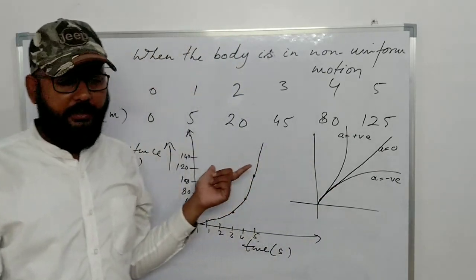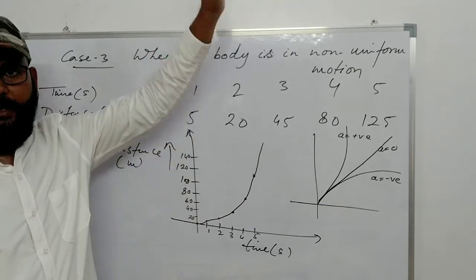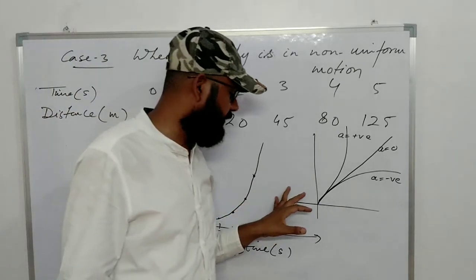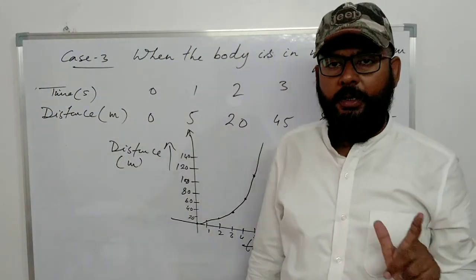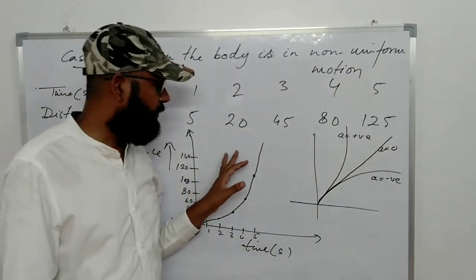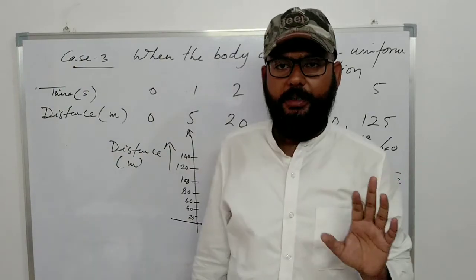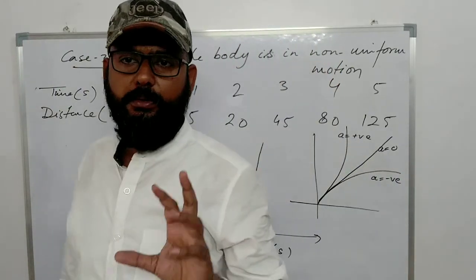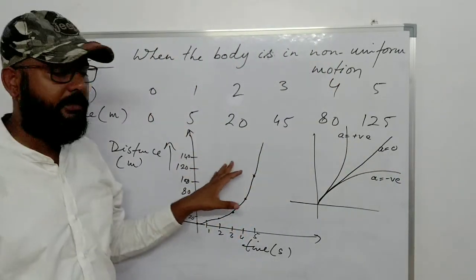We already saw how to find the speed of the object. Speed of the object is equal to S2 minus S1 upon T2 minus T1, and that is equal to tan theta, and tan theta is equal to the slope of the line.